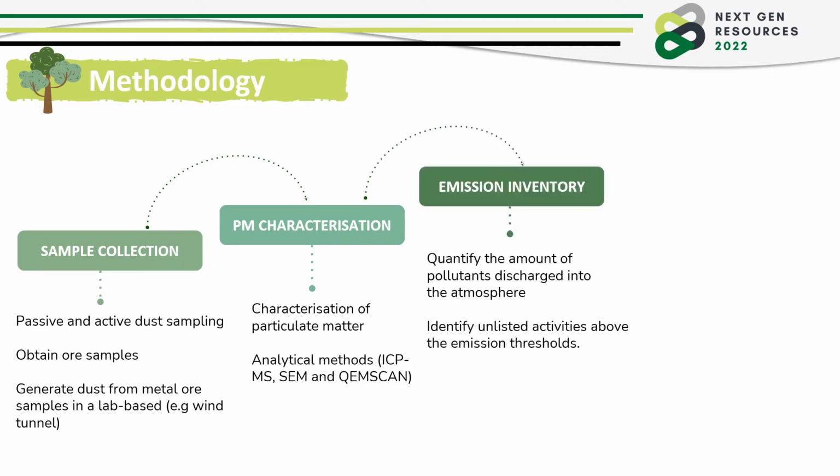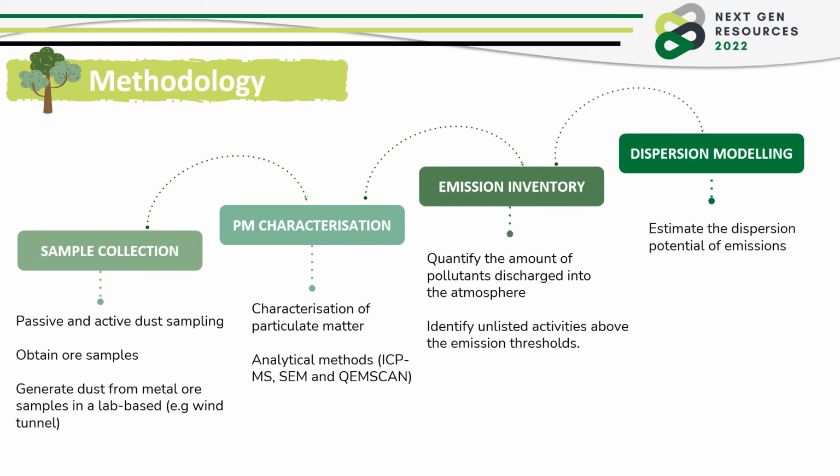The third method is to compile an emission inventory to keep a record of the type of pollution, the location of the emission source, and the discharge rate of emissions, which will allow for accurate dispersion modeling. Lastly, my fourth method is dispersion modeling. This is an effective tool used to estimate the pollution concentration for various emission control scenarios and determine the dispersion potential of pollutants emitted from various emission sources.